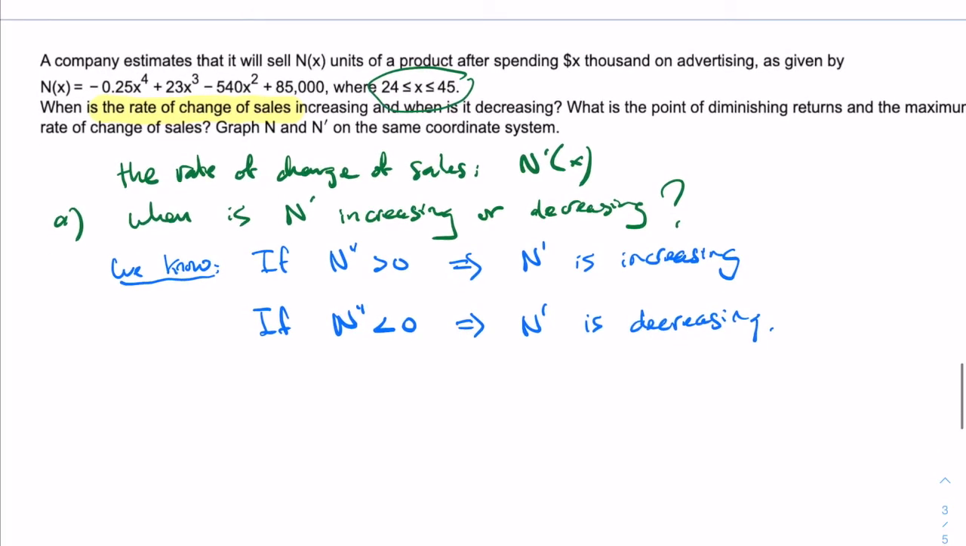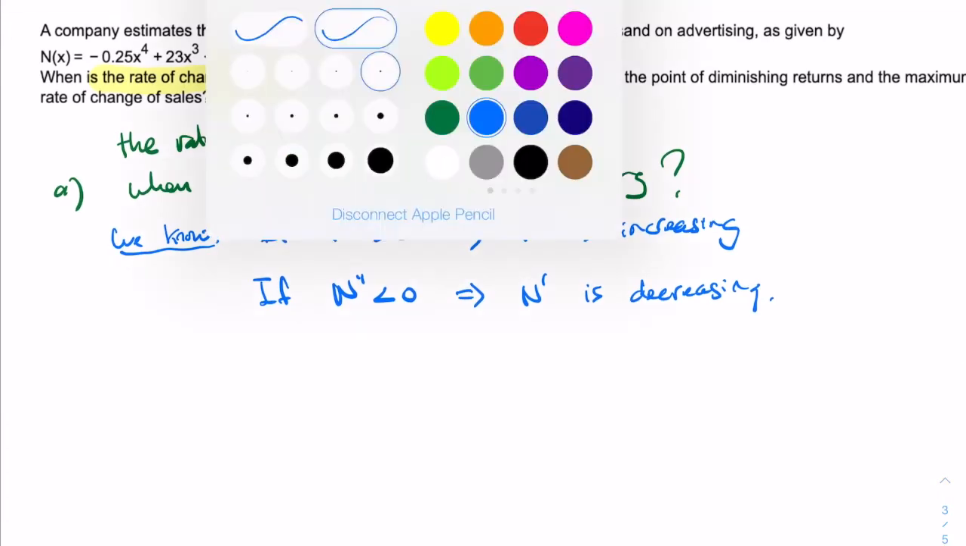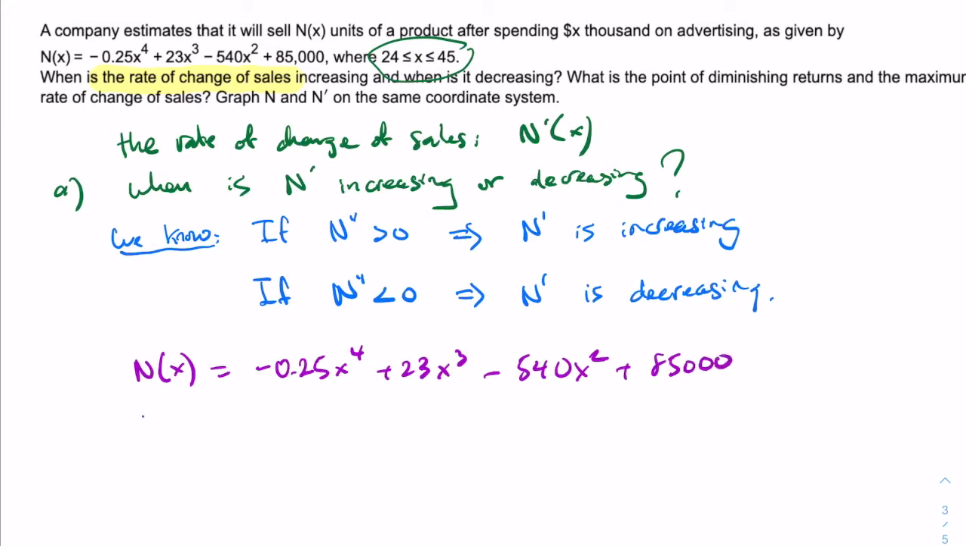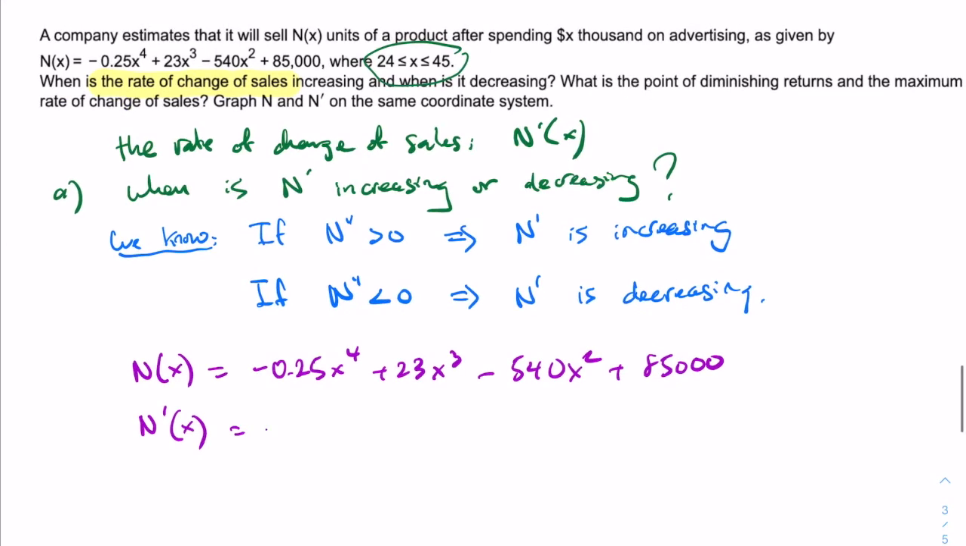So we need to take the second derivative of this function n of x. I'm going to go ahead and do that. n of x is given as negative 0.25 x to the fourth plus 23 x to the third minus 540 x squared plus 85,000. Let's go through and find these derivatives. n prime of x: 4 times negative 0.25 is negative 1, so negative x to the third plus 69 x squared minus 1080 x, and the last term is 0.